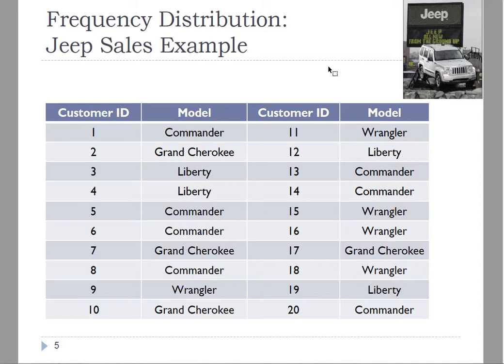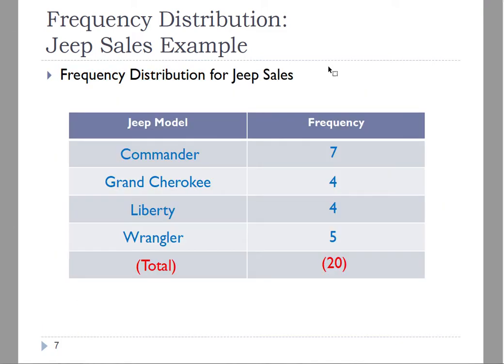If we look at our data set here for Jeep sales, I see a lot of models repeat, but I don't really see a pattern yet. So what we want to do now is set it up in a frequency distribution, also known as a table. So remember, whatever your data set represents, you are going to title your column with that. So let's go back and look.